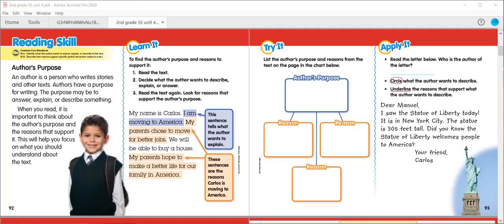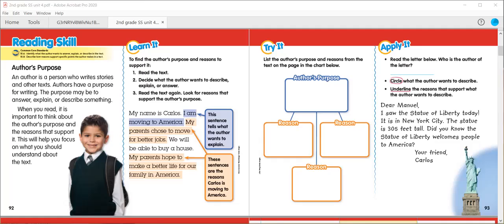So we read through it one time. Let's reread it and have these questions in mind. So the first thing we want to find out is who is the author? So who's the person that wrote the letter? The second thing we want to do is circle what the author wants to describe. And the third thing we're going to do is underline the reasons that support what the author wants to describe. So let's read through it one more time.